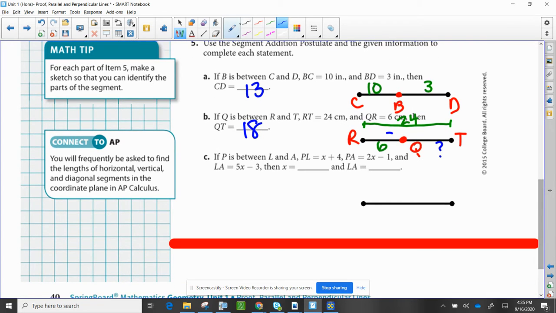So let's look at what we got. We have P lies between L and A. So we have L, A, and P is somewhere in the middle. And they're telling you that PL is equal to x plus 4.